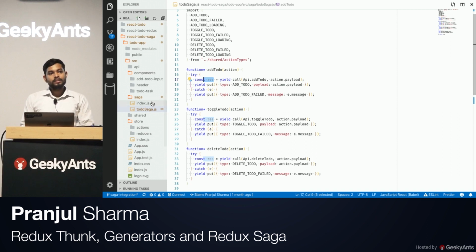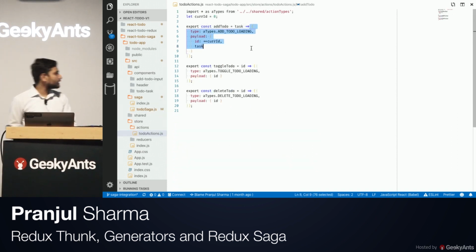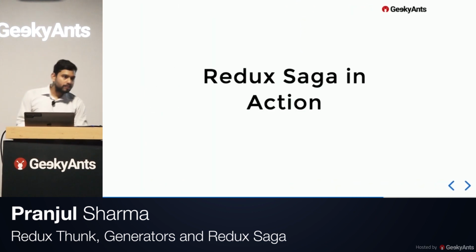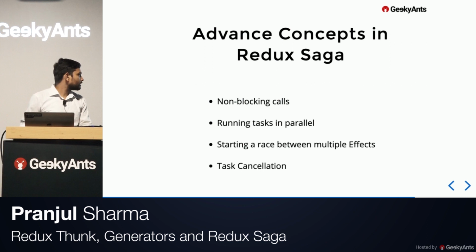So now let's look into some advanced concepts and the advantages of Saga over Thunk. First, let's see what non-blocking calls are. We used the call effect in our previous example. Call effect is a blocking call, which means it suspends the generator function until the call is resolved. But if we want to just continue the generator function's execution, then we can use the fork effect in place of call effect. Also, takeLatest uses take and fork effects to spawn the worker Saga.